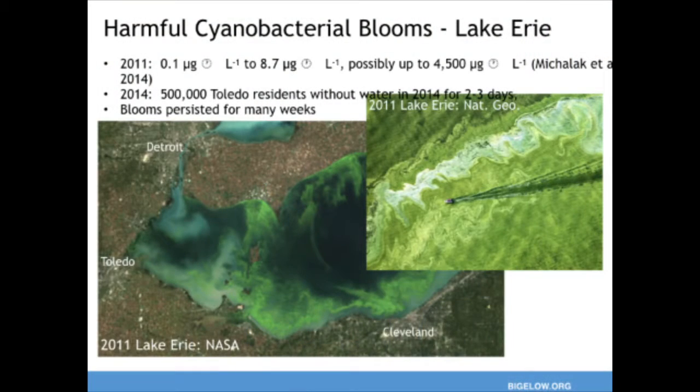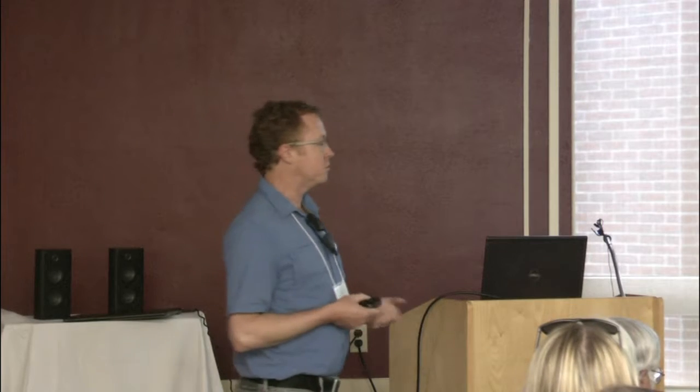But back in 2011, there were some massive blooms documented out in Lake Erie. In 2014, about 500,000 residents of Toledo went without water for several days because one of these massive blooms was blown over towards the Toledo shoreline, and they extract a lot of water in the Great Lakes for public drinking water and just general household use.